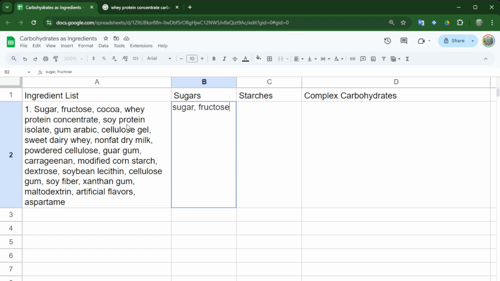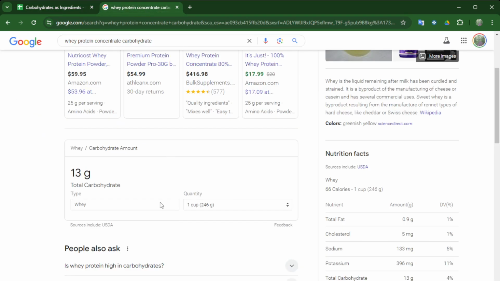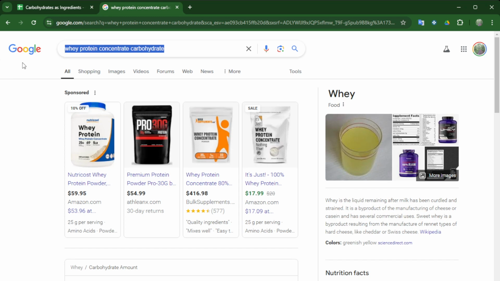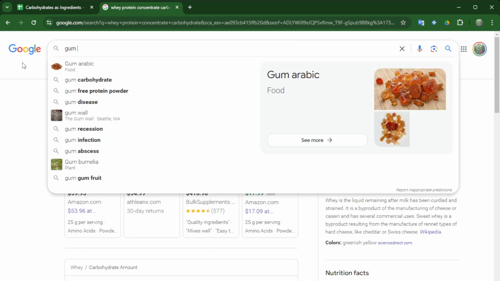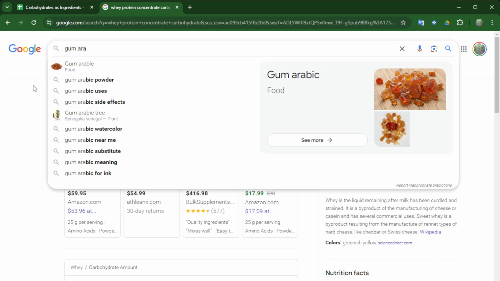The same thing here. It has protein in the name. It's not going to be a carbohydrate. It possibly has some carbohydrate in it, but it is not a carbohydrate ingredient. Gum arabic. If you aren't sure on that one, let's look it up.